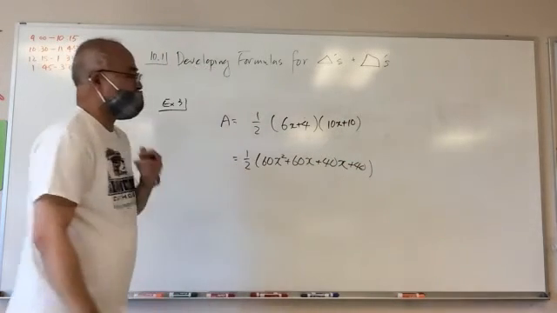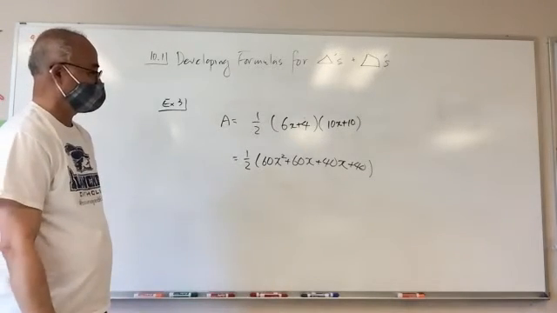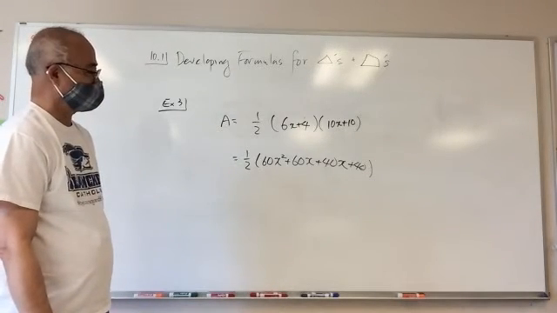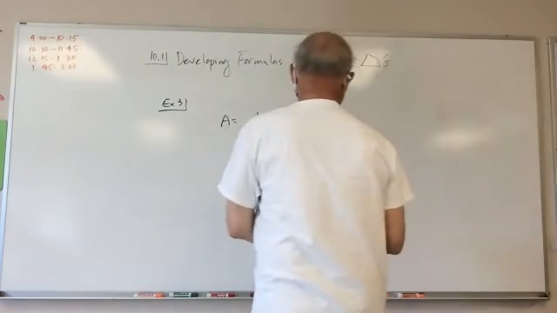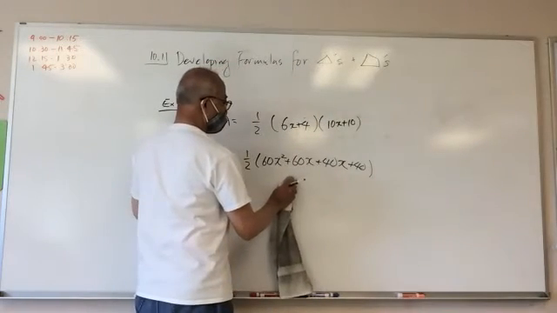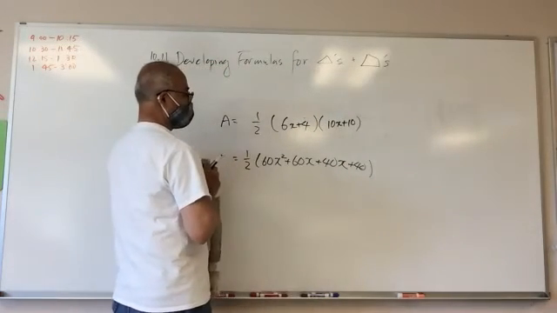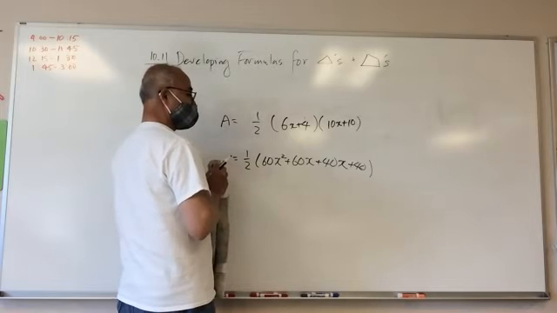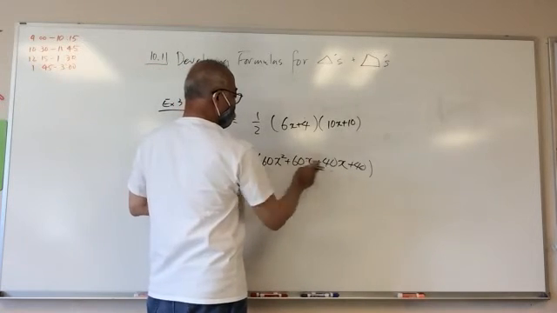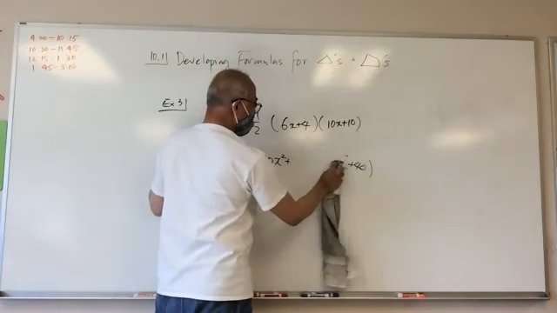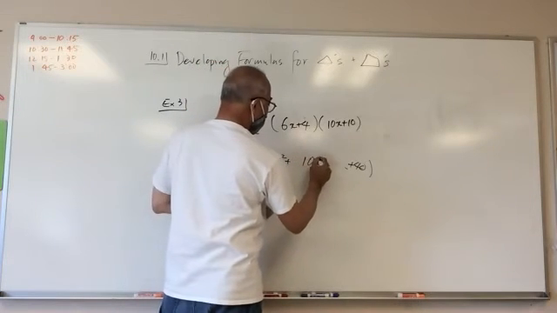Now, are there any like terms here? Yeah, you combine the x's. Okay, how many do I have altogether? So 60x squared plus 100x plus 40. Like in the middle there, you combine 60x plus 40x. Two terms, right? We get 100x, right? Yeah. Okay, that's all we can do.